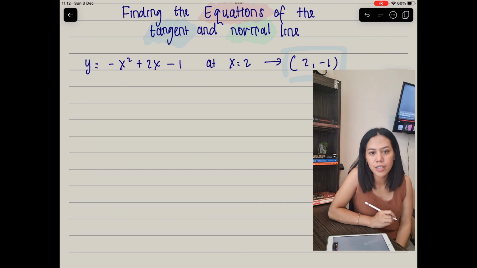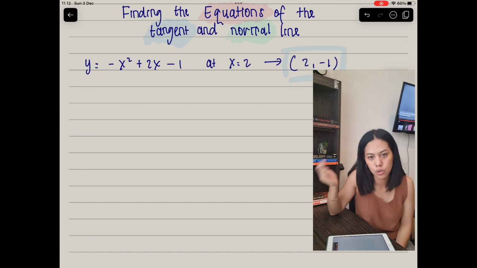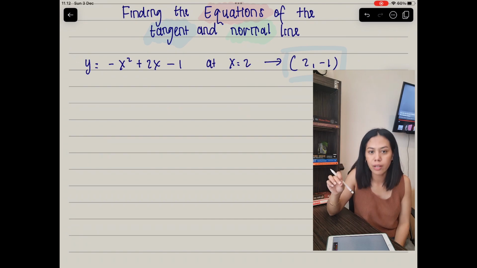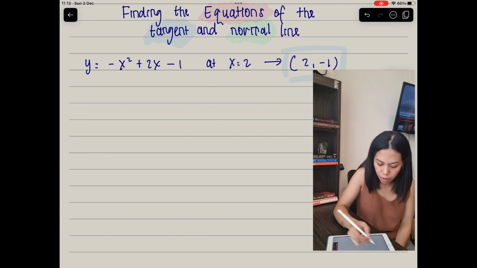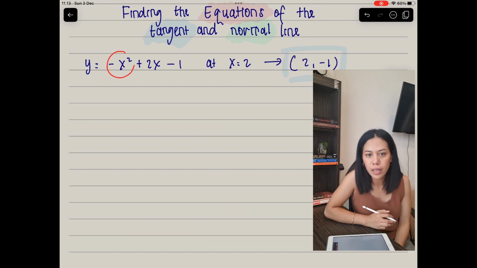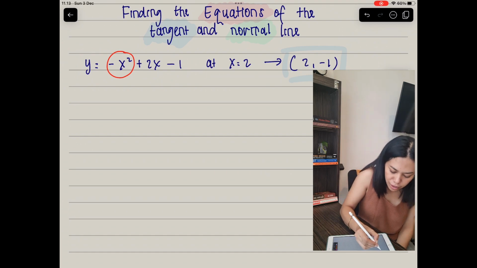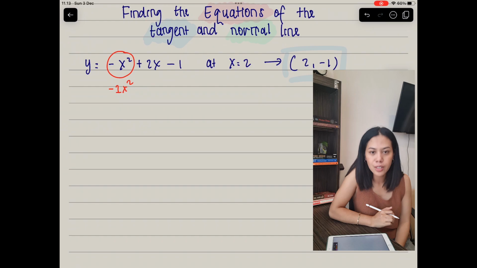But before we start, it's going to be helpful if we sketch the graph first, yeah? So how do we sketch the graph? We don't have to draw, we just have to sketch. Now, when trying to sketch the graph of a quadratic equation, we need to see the coefficient of the x squared. So if you see here, the coefficient of the x squared is a negative number, so there's actually a negative 1, negative 1x squared. So that's the coefficient of the x squared.